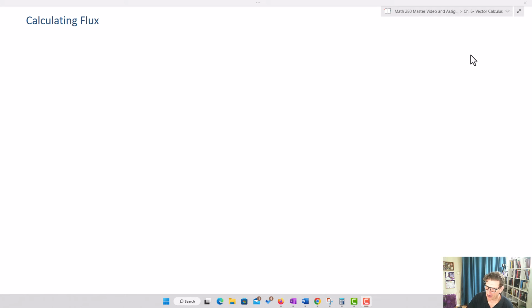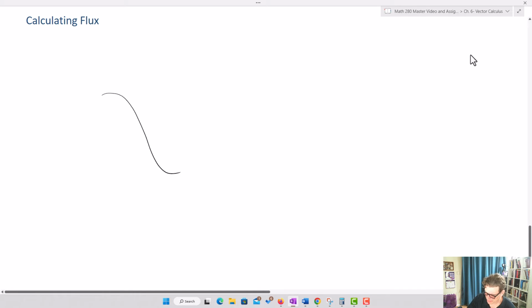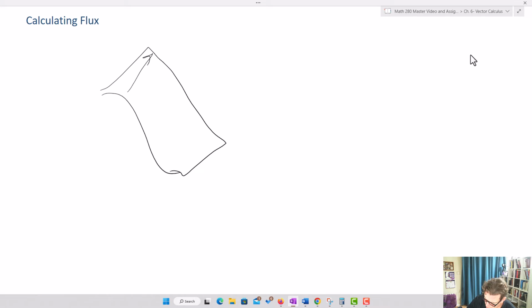So now we're thinking about calculating flux. Let's imagine we've got a surface again, okay? So here's our surface, and here's our vector field, and our vector field's moving through this surface, okay? And we're trying to figure out what's the flow of that vector field through that surface? If you're imagining a liquid, it's like, what's that rate of flow as it moves through the surface?